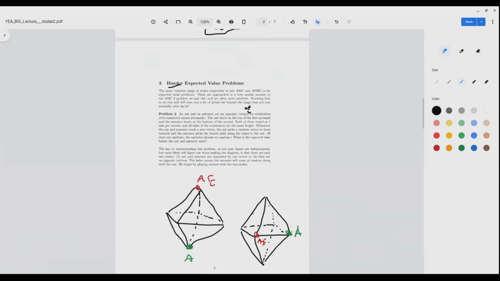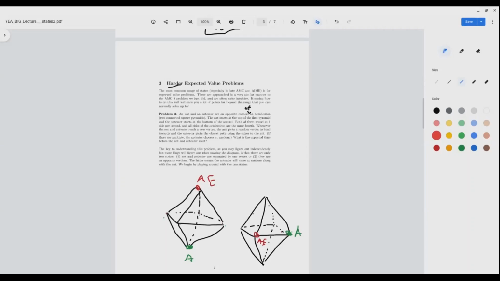Both of them travel about 1 side per second, and all sides of the octahedron are the same length. Whenever the ant and anteater reach a new vertex, the ant picks a random vertex to head towards. So if this ant starts here, then it could head over here, over here, over here, or over here. And the anteater just picks the closest path using the edges. Since the anteater is here and the ant's here, all these paths are the same in terms of distance to the ant, which means the anteater, at least for turn number 1, will also go to a random vertex.